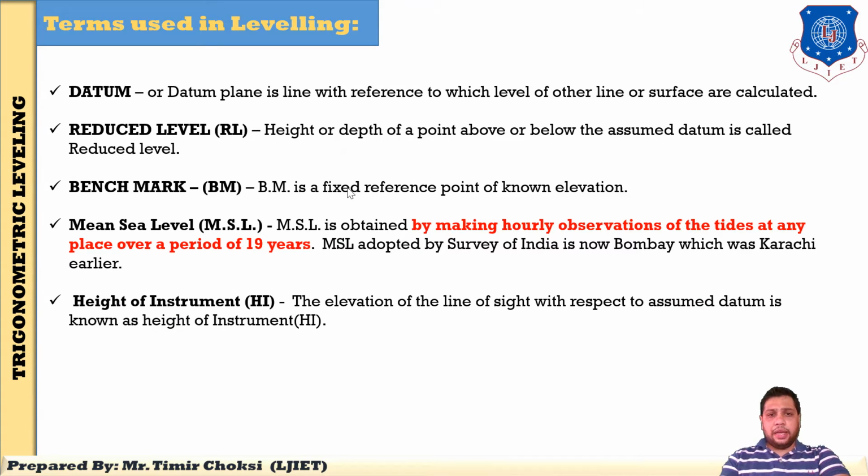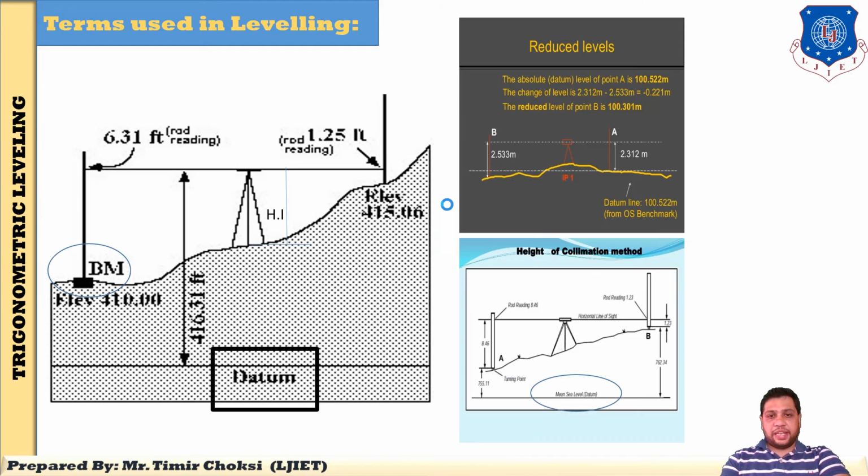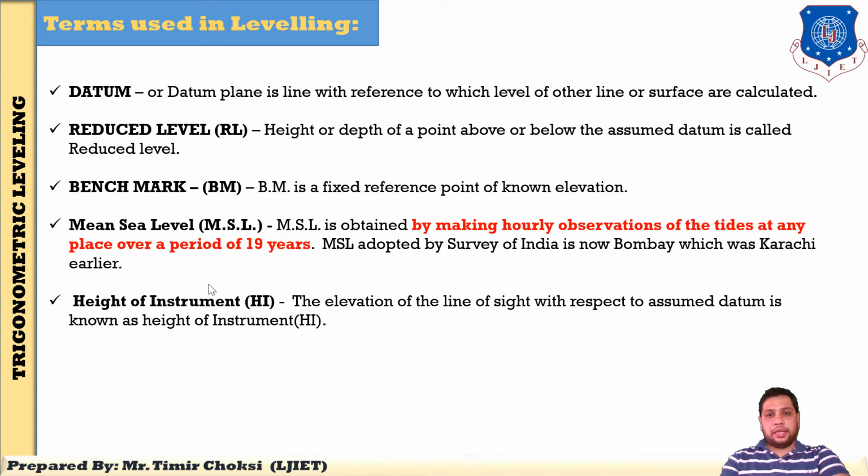Now, benchmark. You are already studying this in the basic civil engineering subject. Benchmark is a fixed reference point of known elevation. Always in an example, the benchmark value is given as fixed. So this is a fixed reference point of known elevation.